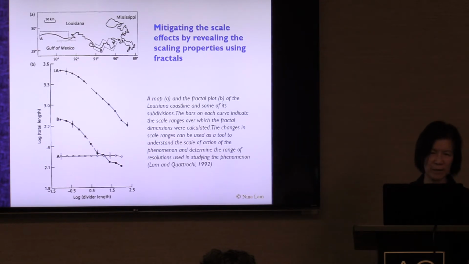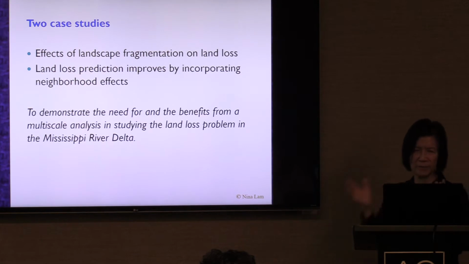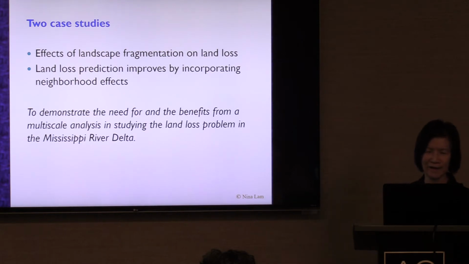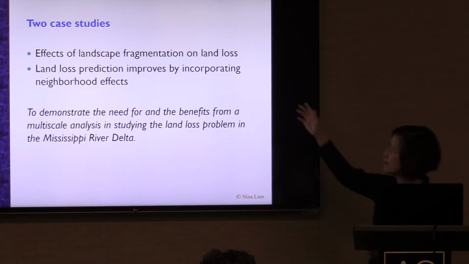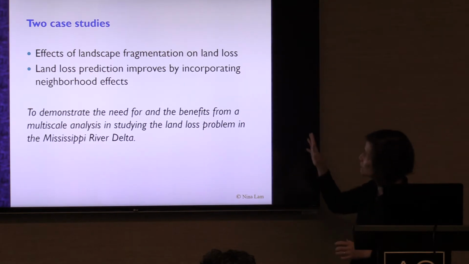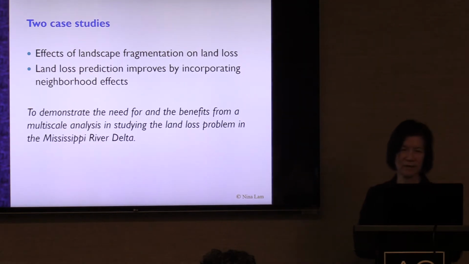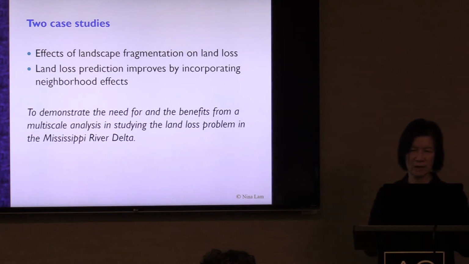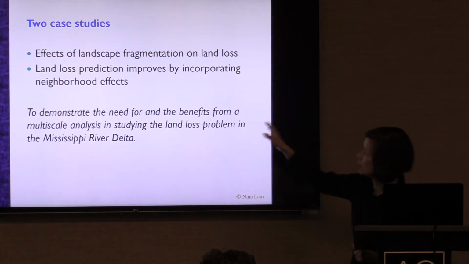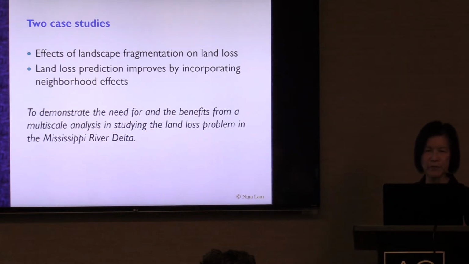I have some other examples, but I don't have time to show them because of the time limit. So back to the two most recent case studies that I have worked on. One is looking at the effects of landscape fragmentation on land loss, and the other one is looking at land loss predictions, where we try to use the variogram to improve the accuracy of the model.